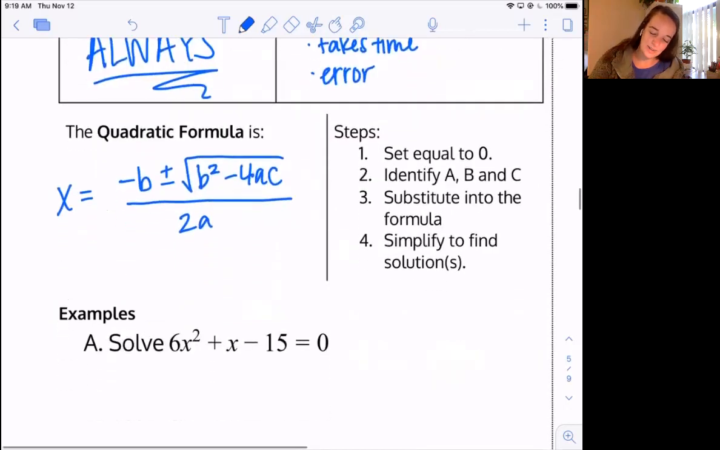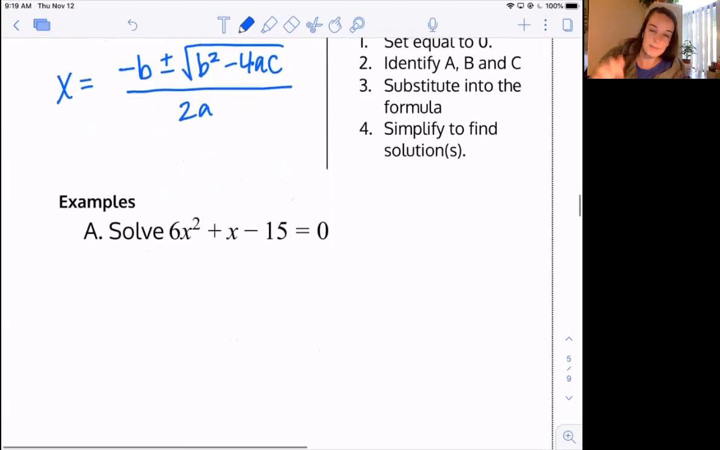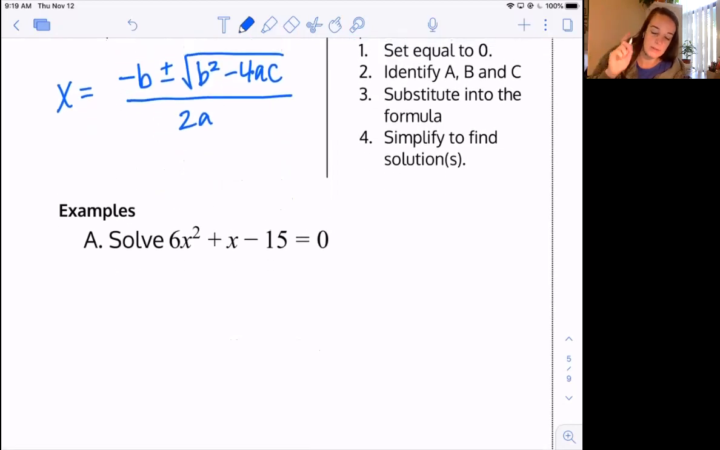All right, so our steps are: we're going to make sure the equation is set equal to 0. We're going to identify A, B, and C. We're going to take those A, B, and C, substitute them into the formula, and then we'll simplify to find the solution. Okay, so stay with me. We're going to make this happen. So when it says solve this equation equal to 0, it's already equal to 0, so I can ignore everything else here. I just need this part right here.